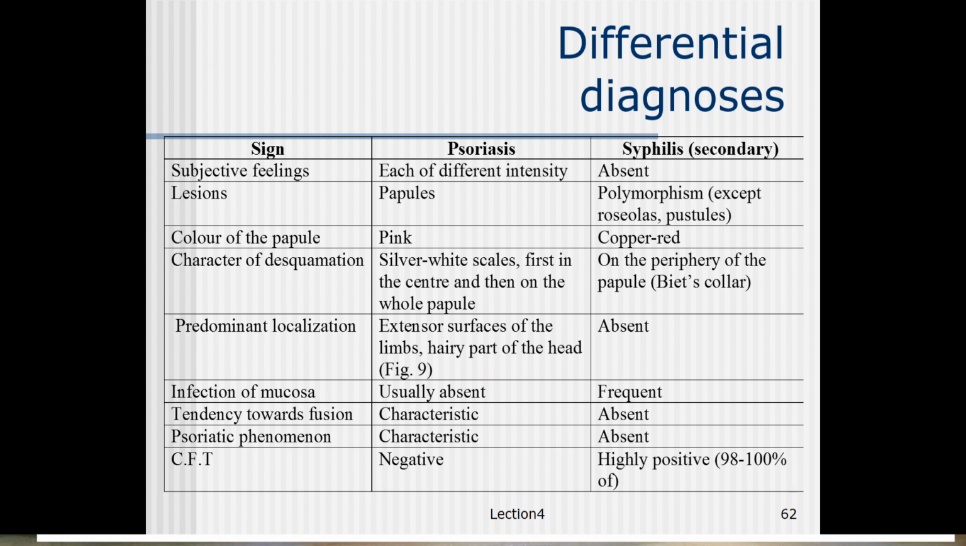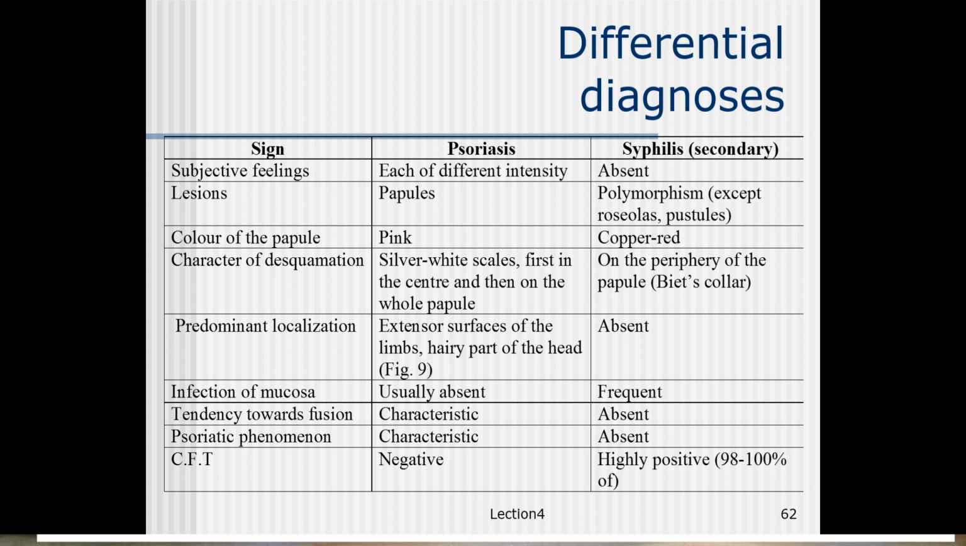Differential diagnosis. Psoriasis and secondary syphilis. Subjective feeling: in psoriasis, of different intensity; in syphilis, absent subjective feelings. Lesions: in psoriasis, papules; in syphilis, polymorphism, except roseola and pustules. Color of the papule: in psoriasis, pink; in syphilis, copper red.